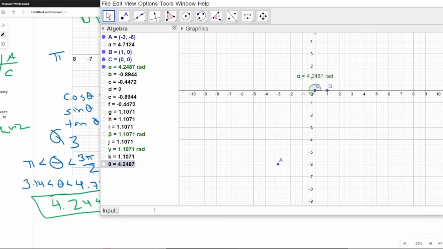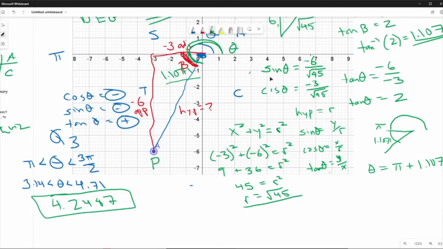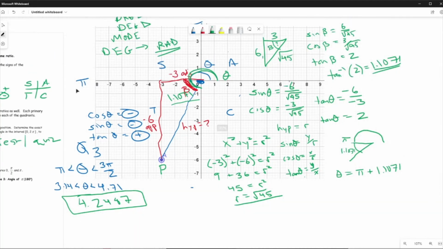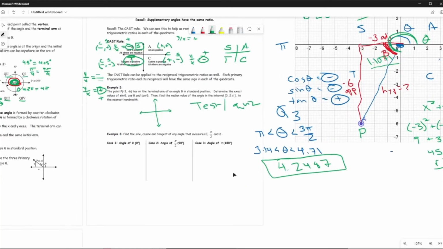We can check our work here by doing sine of theta, cos of theta, and tan of theta. Okay, and you can see that not only are the numbers right, but now the signs, plus and minus signs, are also right. Sine is negative, cos is negative, tan is positive. Okay, really important skill. We will come back to this, but I want you to try these ones and see how you do with them.